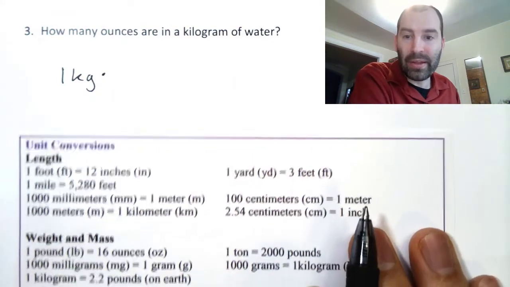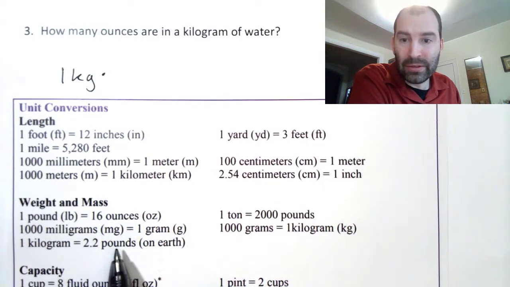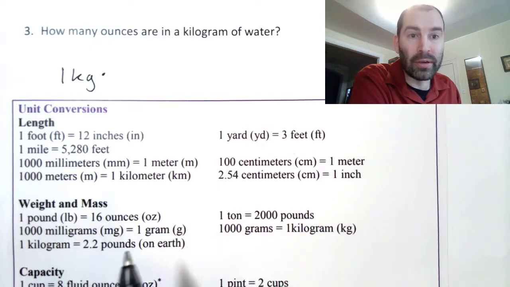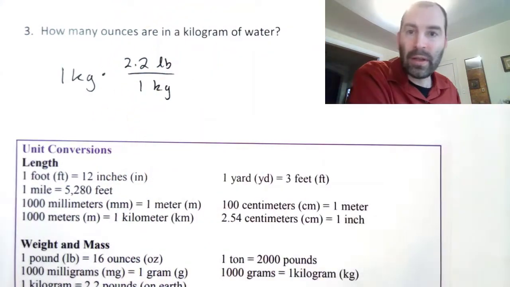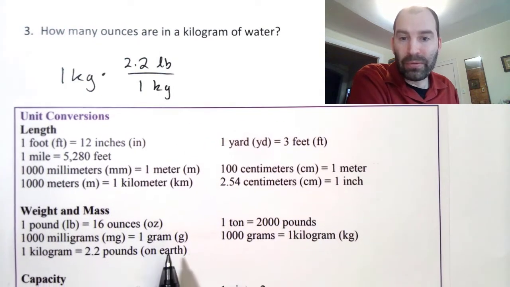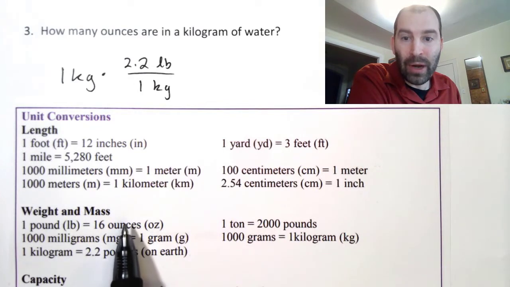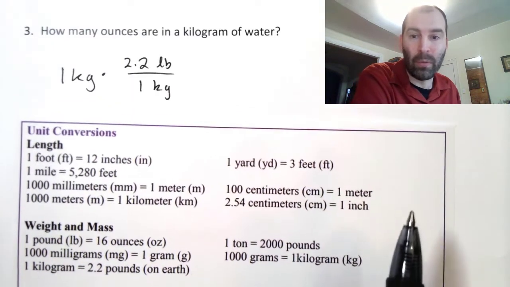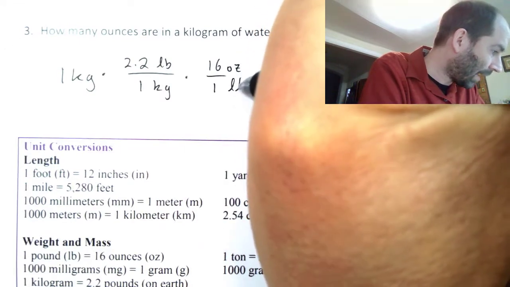And I'm going to multiply this by 1, right? We're always multiplying by 1. And we want to go to pounds, right? So I want pounds to be in the numerator. So I'm going to multiply by 2.2 over 1, 2.2 pounds over 1 kilogram. Okay, and now we're going to want to go from pounds to ounces. Right, so we want to end up with ounces in the answer. So I'm going to put this in the numerator and pounds in the denominator. So 16 divided by 1. That's 16 ounces for 1 pound.